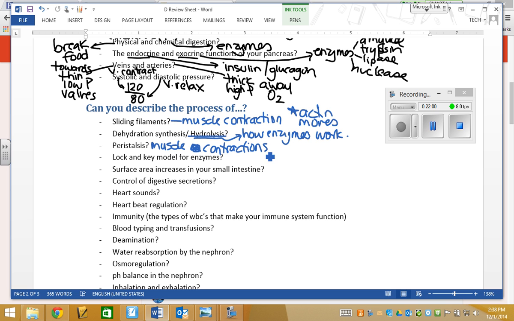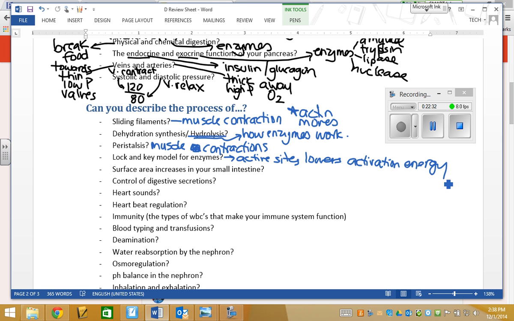The lock and key model for enzymes is really referring to the active site and how, for an enzyme to work, the substrate has to be the same shape. It has to fit in the active site. And that we lower the activation energy. An enzyme doesn't make a reaction happen, it just makes it happen faster.